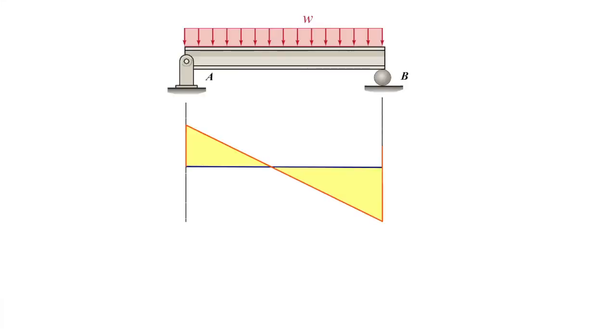Another example is a simply supported beam that is subjected to a distributed load of W. The initial value of the shear force on the left side is equal to the amount of the reaction force, Ay, but the shear force does not remain constant because of the distributed load. The distributed load is downward, so the shear force is linearly decreasing when we move from the left side to the right side of the beam. The slope of the shear diagram is equal to the magnitude of the distributed load W.